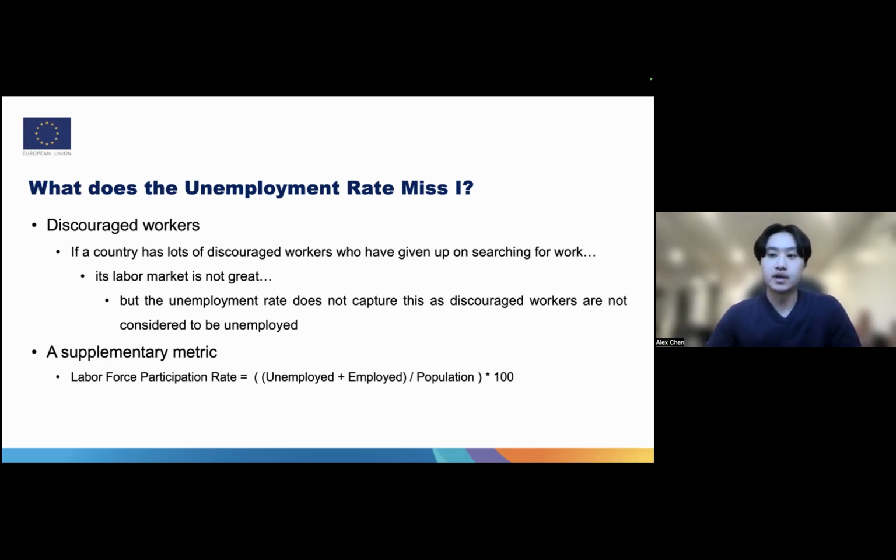Another supplementary metric that economists use to talk about what's going on in the labor market is the labor force participation rate. That takes the labor force, which we've already defined as unemployed and employed people, and divides by the population and then multiplies by 100. So if a country has a lot of people younger than 15 and older than 74, then they're going to have a lower labor force participation rate, because their labor force as a percentage is lower than other countries.